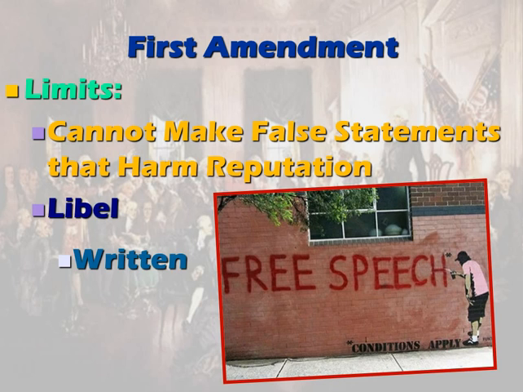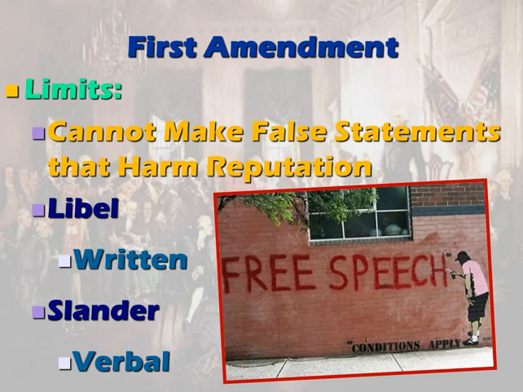First of all is libel. Whenever you write something that is false against somebody and it harms their reputation, we call that libel, which is the written part, and slander is the verbal version of libel. So there are some limits to what you can say. Of course, probably the most famous thing is you can't yell fire in a crowded building, or you can't yell bomb on an airplane. We already know that your freedom of speech is limited in those ways.